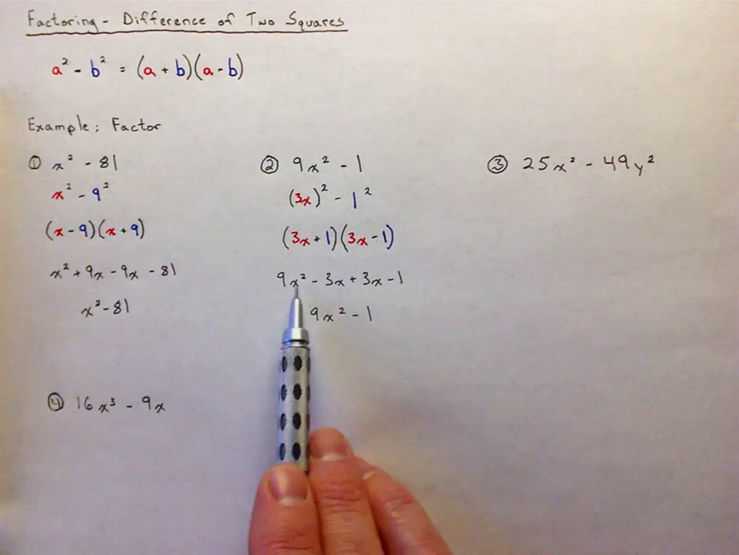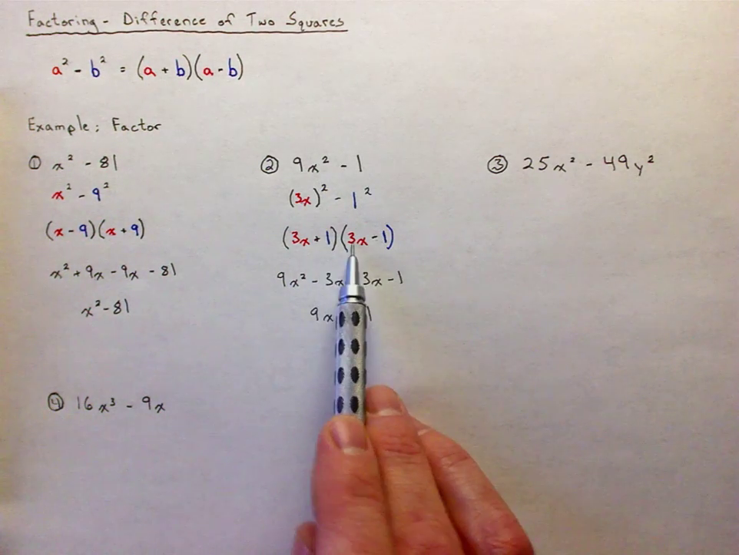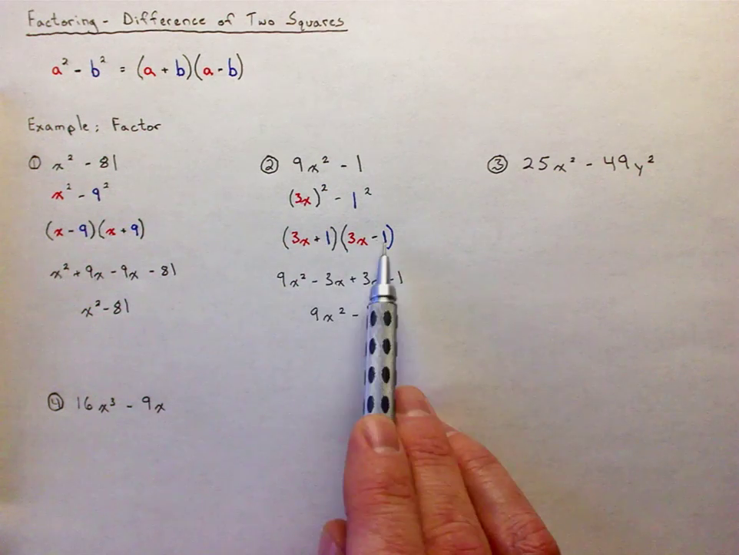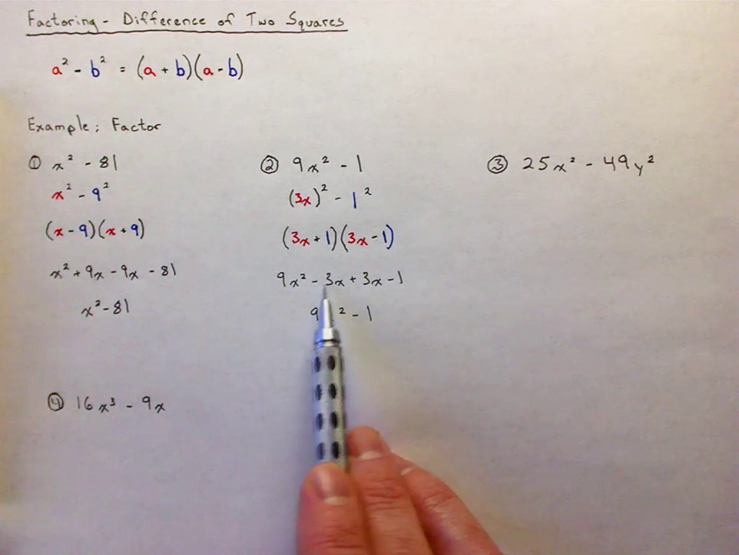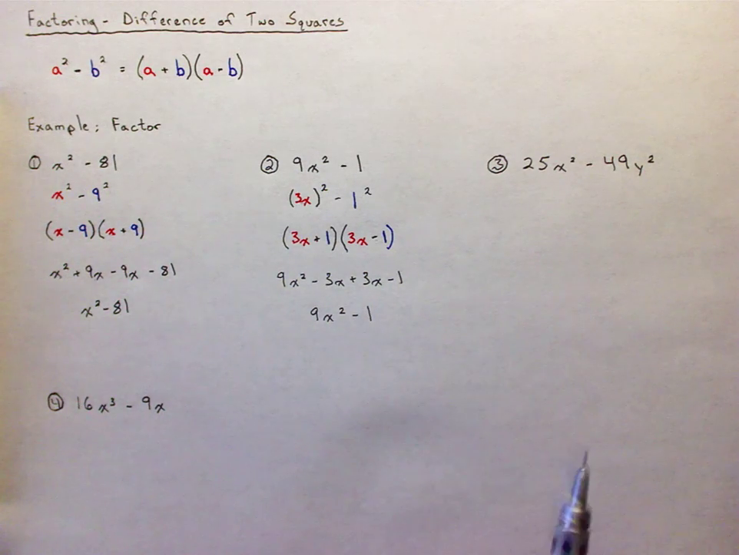3x times 3x is 9x squared. 3x times a negative 1 is a negative 3x. 1 times 3x is 3x. And 1 times a negative 1 is a negative 1. My 3x's cancel, leaving me with 9x squared minus 1. So what I ask is that you pause the video and work the next two problems, and let's see if we come up with the same answers.